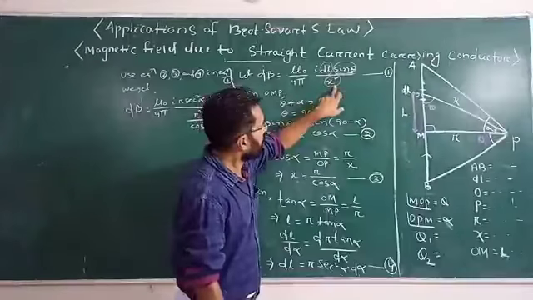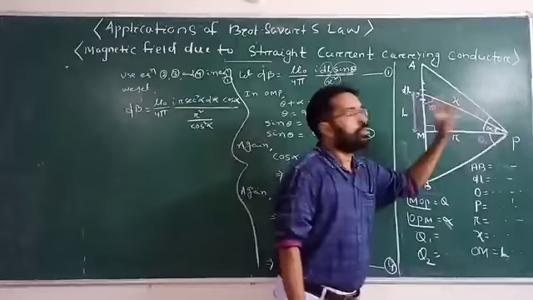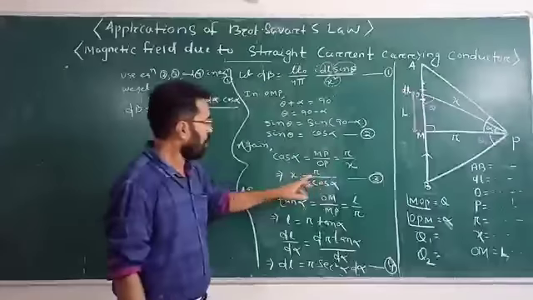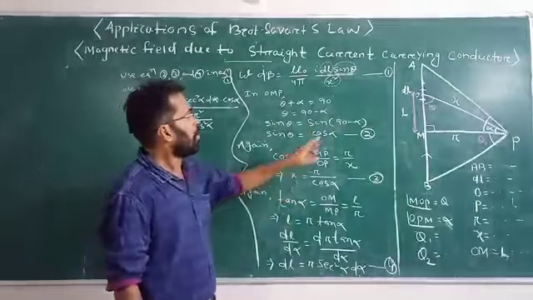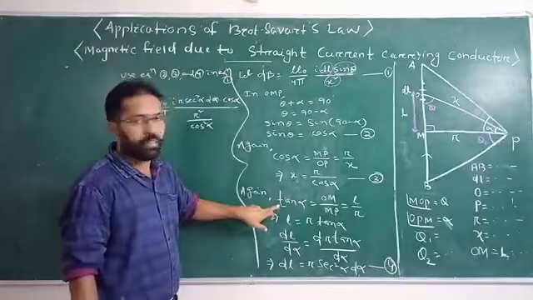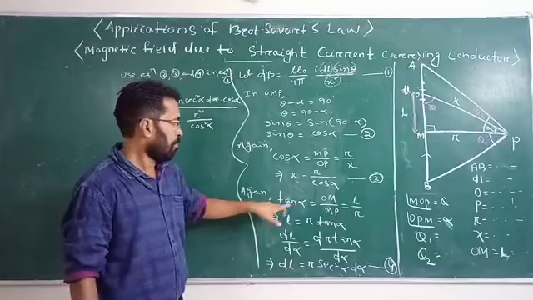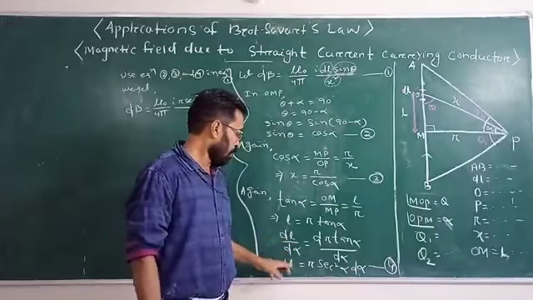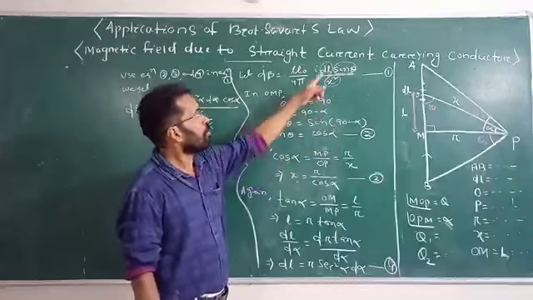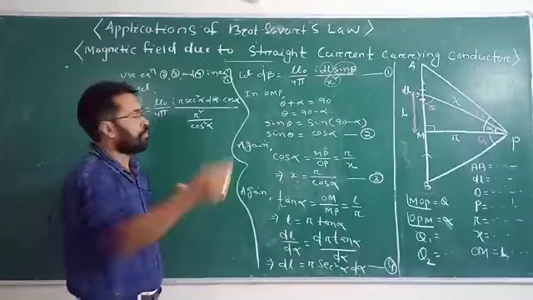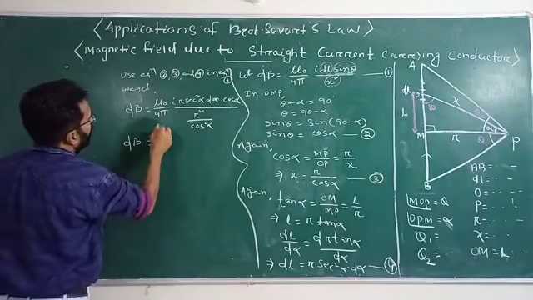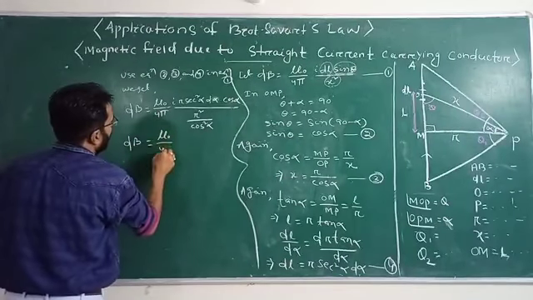Second, how do you find x? In this triangle you write cos alpha and put the formula, you will get it. Similarly, for dl, again in the same triangle, you write the formula for tan alpha and differentiating, you will get the answer. After getting these three equations, you use equations 2 and 3 in equation 1.